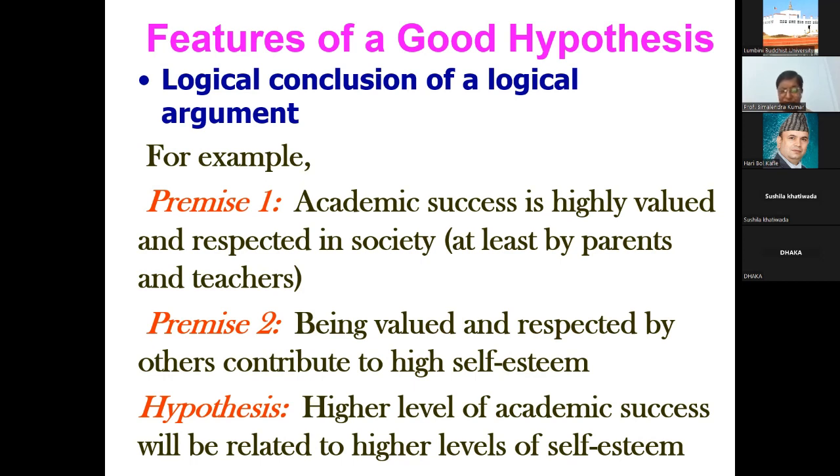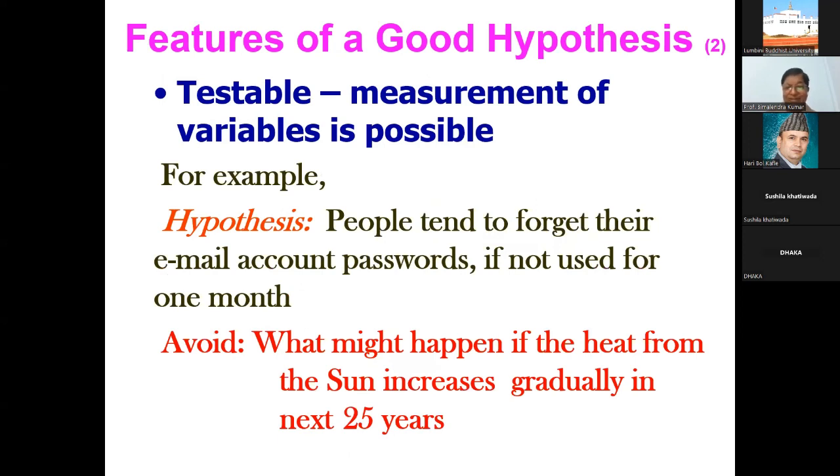Second, being valued and respected by others contributes to high esteem. Then the hypothesis is: a higher level of academic success will be related to a higher level of self-esteem. So this hypothesis is related to the two premises, that is the logical things. See how the hypothesis is being made. Again, how it is tested.